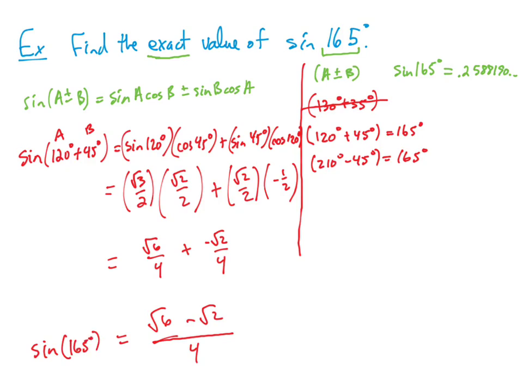Now, if you were to type this into the calculator, square root of 6 minus square root of 2 divided by 4, we do in fact end up with that same decimal approximation that we found previously. So this is a way that we can check our work, but we want to get an exact value, and that's what we found here. We don't want a decimal approximation.